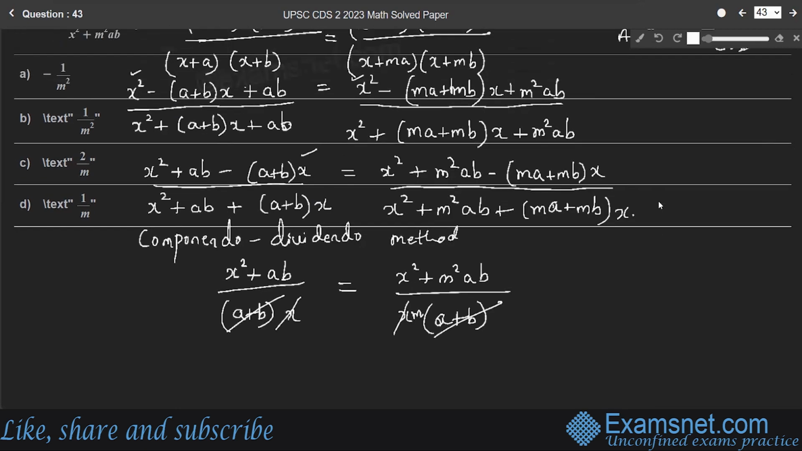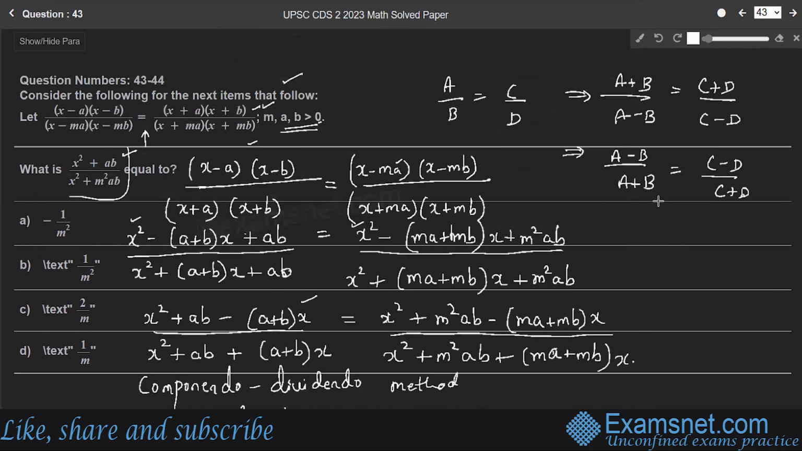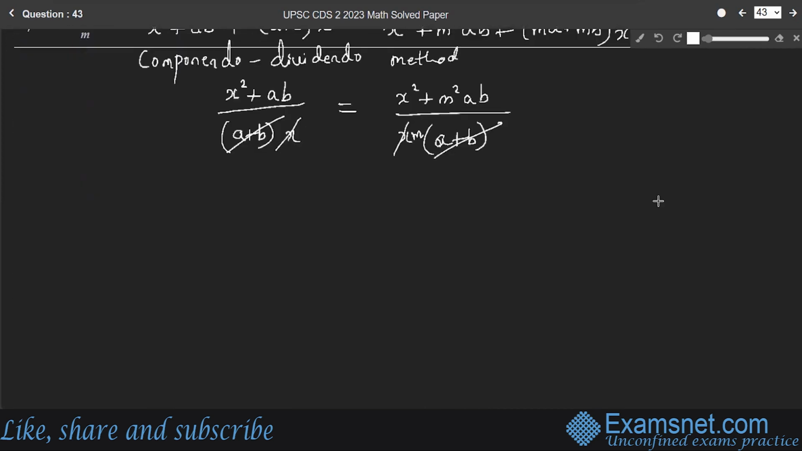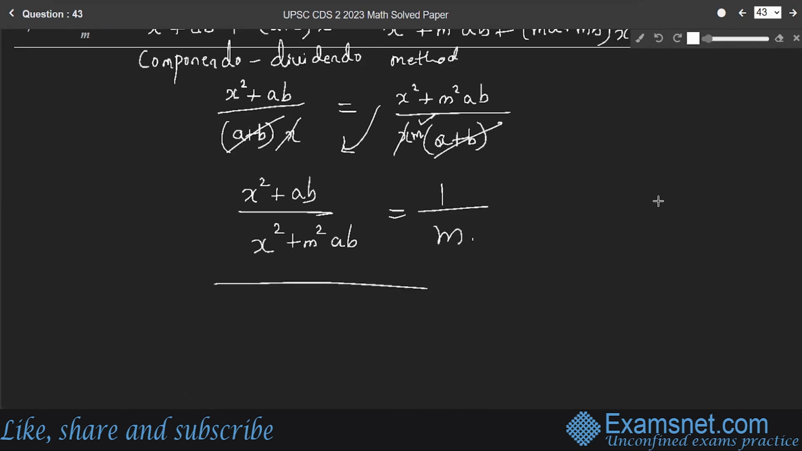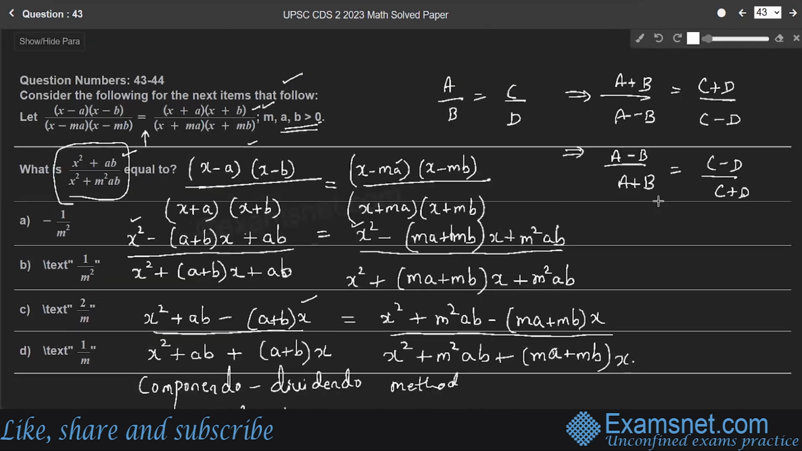So here we need to find x square plus AB by x square plus m square AB. We need this part. Take this x square plus m square AB to the left hand side. So x square plus AB by x square plus m square into AB is equal to, so here we have m in the denominator. Therefore, 1 by m is the answer. Look at the options. Option D is the right answer, 1 by m.